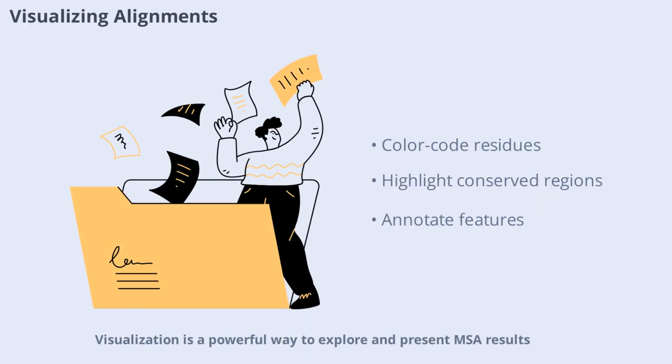Visualization is a powerful way to explore and present MSA results. Tools like Jalview and UGENE allow you to color-code residues, highlight conserved regions, and annotate features of interest. Good visualization makes it easier to communicate your findings and to spot patterns that might be missed in raw data. Effective visualization is an essential part of the MSA workflow.